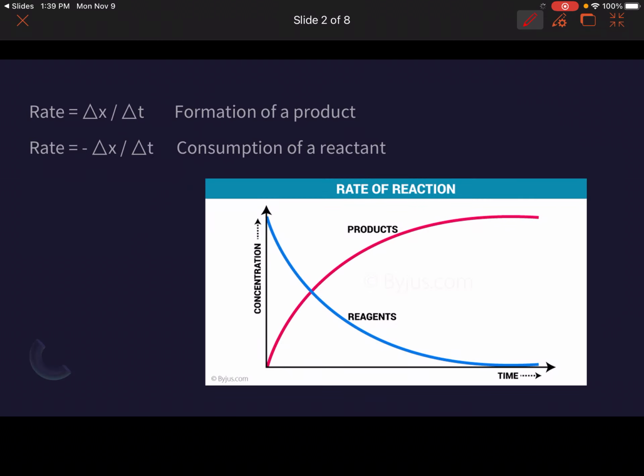Okay. Now, just to review here, we've said this before that rate is your change in whatever it is you're looking at, so some observable change, the change in x divided by the change in time. So this would be slope, right? So the rate, it's important to note, is going to be positive for the formation of a product and negative for the consumption of a reactant here. And so just make sure you're paying attention to that little negative sign there. And we can see that in our graphs here, because we know that rate is defined as slope.